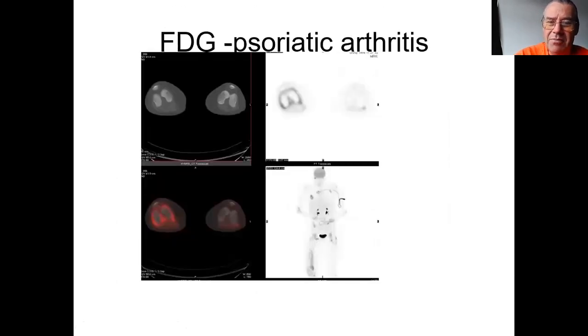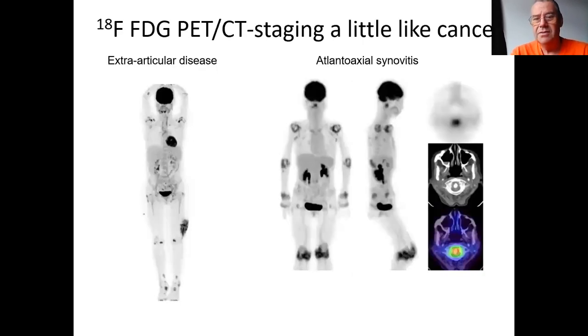However, probably the best way is to use FDG, because the advantage of FDG is that we'll see inflammation in the synovium. And here in the right knee, you can see in this patient with active disease that the uptake of FDG is exclusively within the synovium. So you're able to pick up synovitis, not just arthritis. When we do FDG PET, we have to think a little bit like cancer. What is the extent of disease?